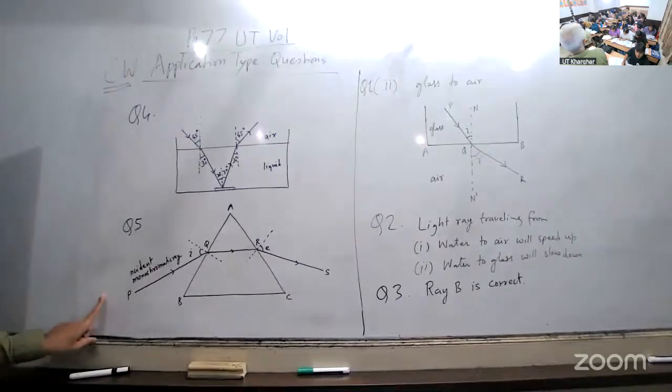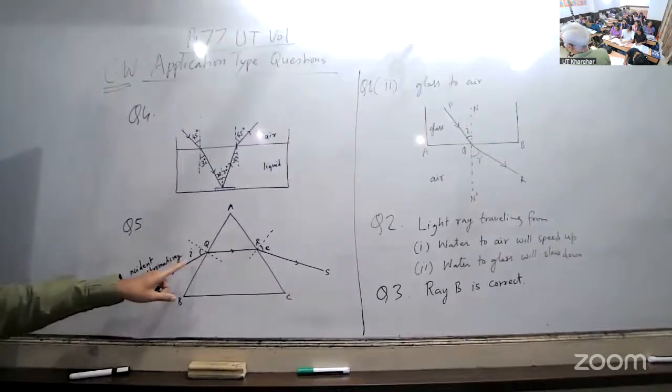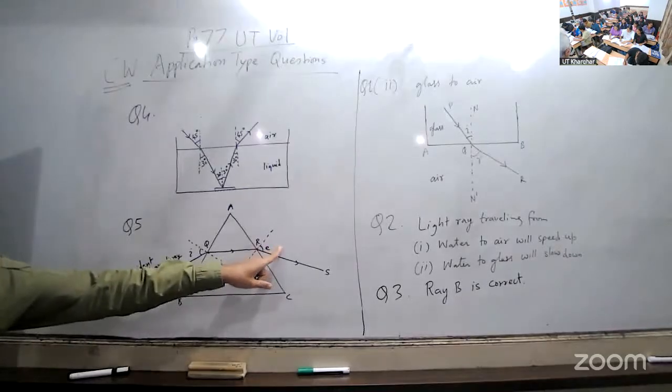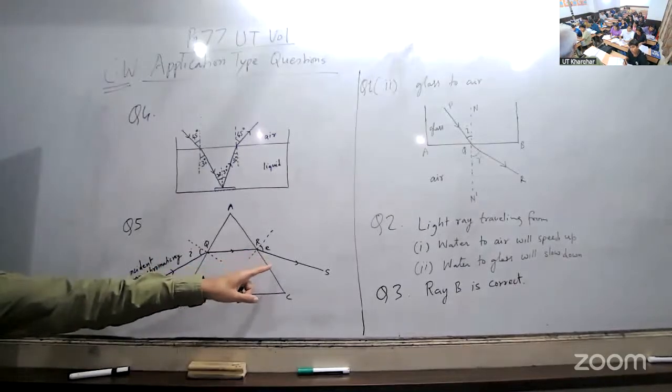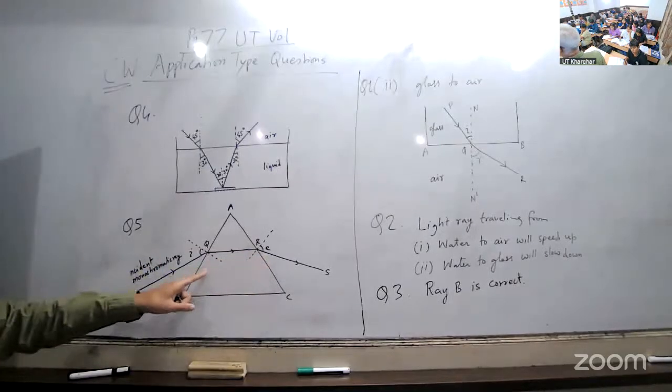What is the incident ray? Incident monochromatic ray. You have to write it. Incident monochromatic. This is not white light. Okay. Angle of incidence. This becomes angle of emergence. I1 is angle of incidence. I2 is angle of emergence. QR is refracted ray.